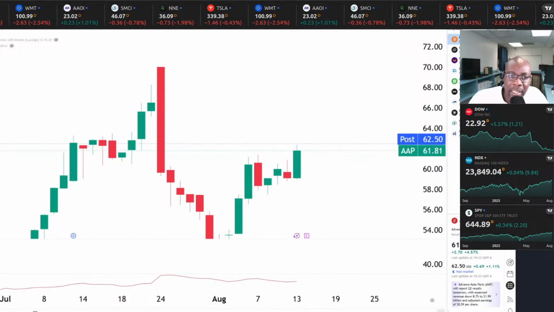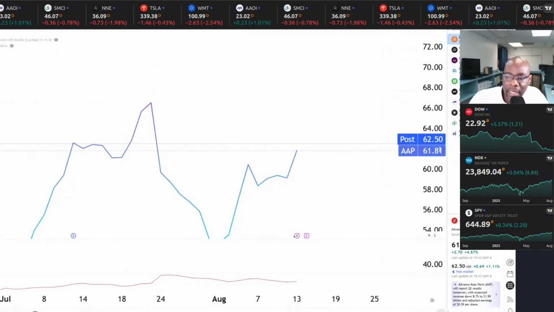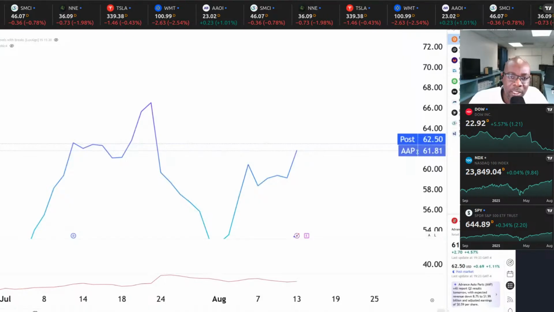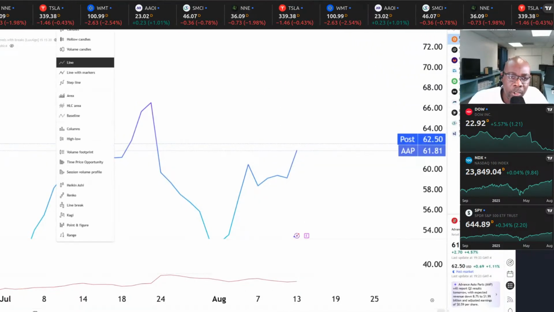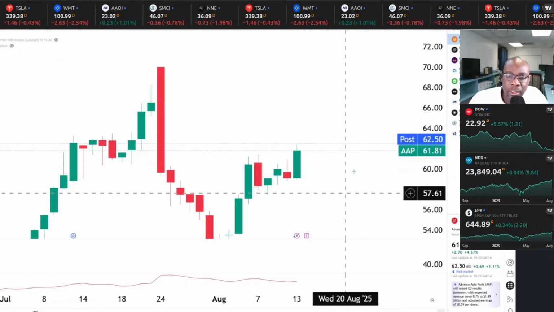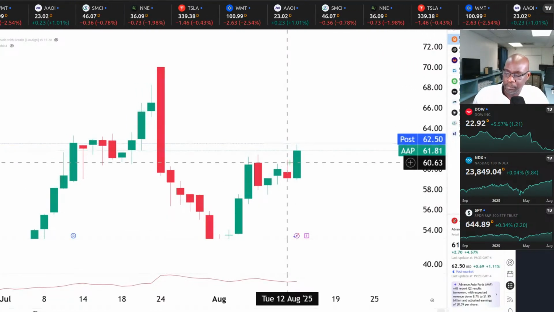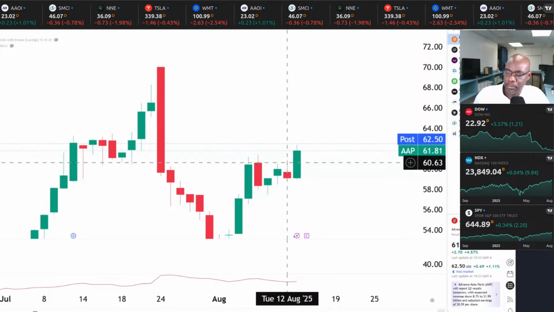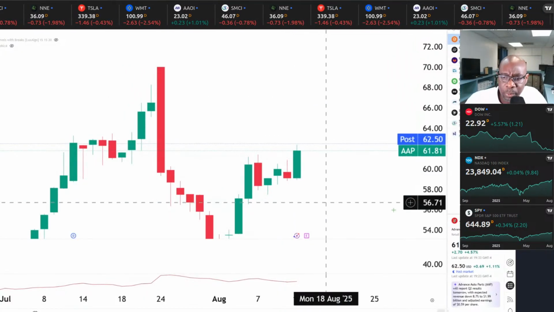When you look at the line chart, the only thing you know from it is that it closed at $61.81. There's no other information that you can tell from this line chart. And this is why every trader typically uses the candlestick, because it gives you a lot more information. All right. So I just want you guys to be aware of that.